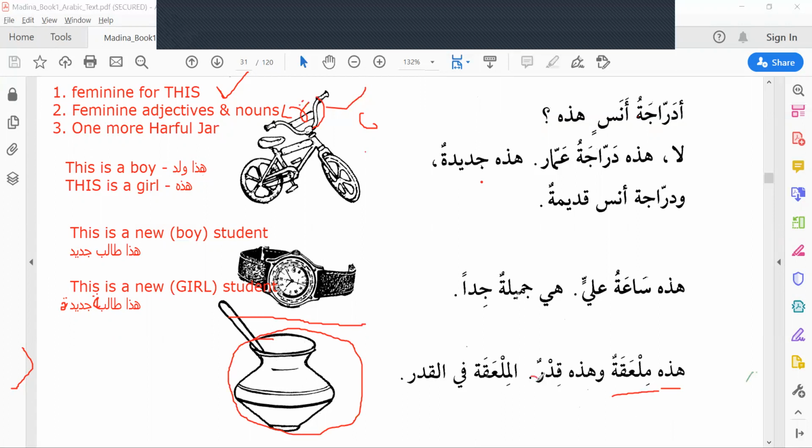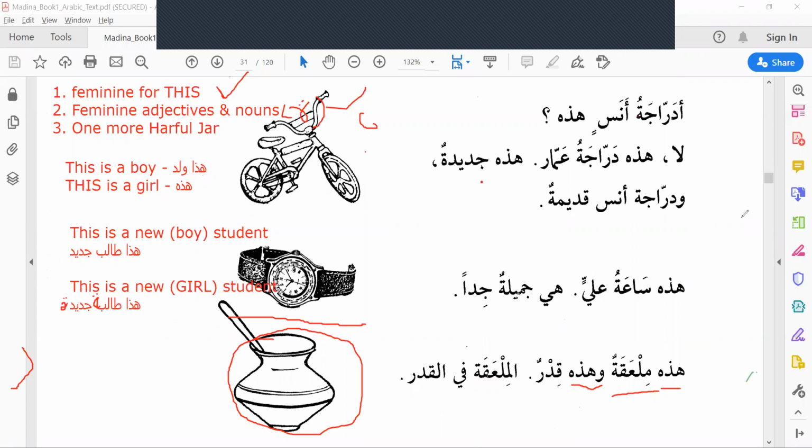Qidrun doesn't have a ta marbuta, the feminine ta, right? Then why do we use hadihi? There are some words which Arabs used to refer to as feminine, although we don't see a sign. Arabs used to do it, so we just follow them.